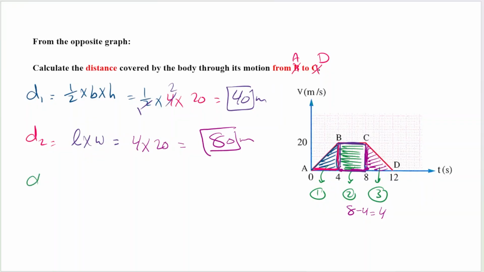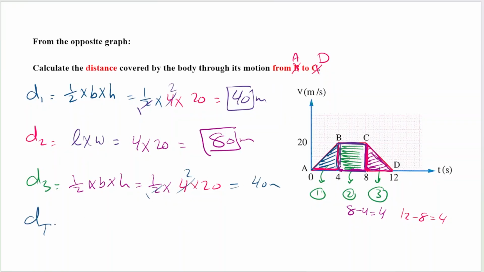The third distance is equal to the area of this triangle. The area of a triangle is half times base times height. So it's half times its base. It starts from 8 and ends at 12, so 12 minus 8, it's 4. And its height starts from 0 to 20, so it's 20. So it will also be 40. So to find the total distance, you just add D1 to D2 to D3. So it will be 40 plus 80 plus 40, so it will be 160 meters.